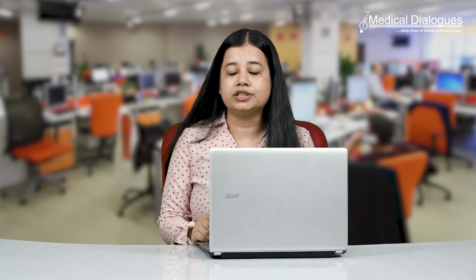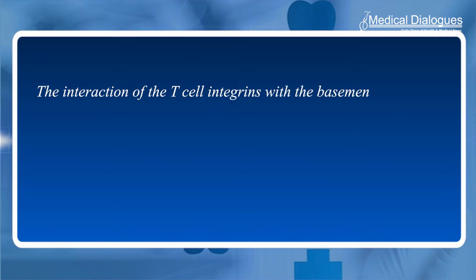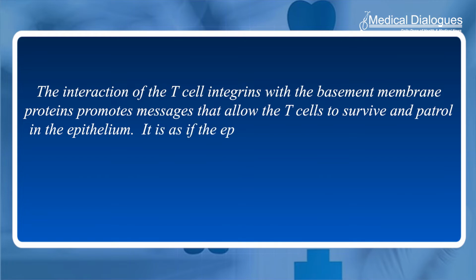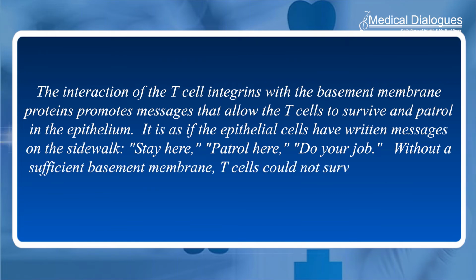T cells detect the basement membrane via adhesion molecules that they express on their surface called integrins. The interaction of the T cell integrins with the basement membrane proteins promotes messages that allow the T cells to survive and patrol in the epithelium. It is as if the epithelial cells have written messages on the sidewalk: stay here, patrol here, do your job. Without a sufficient basement membrane, T cells would not survive as well or go on patrol.